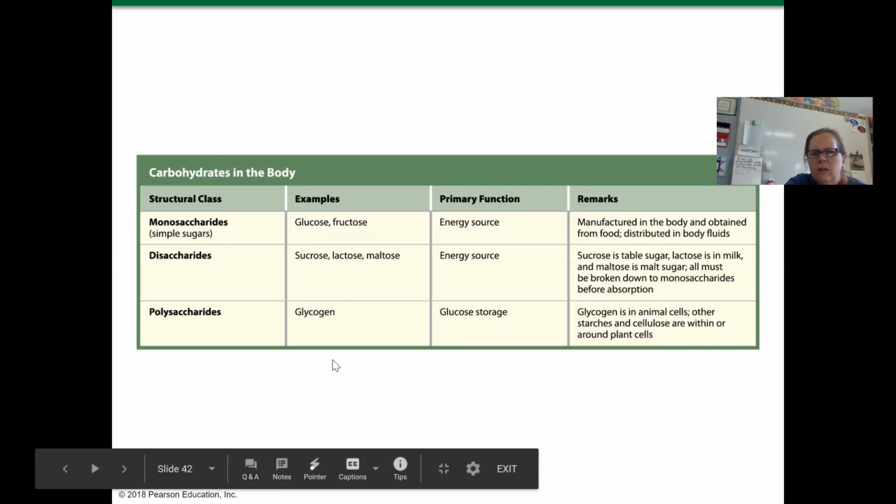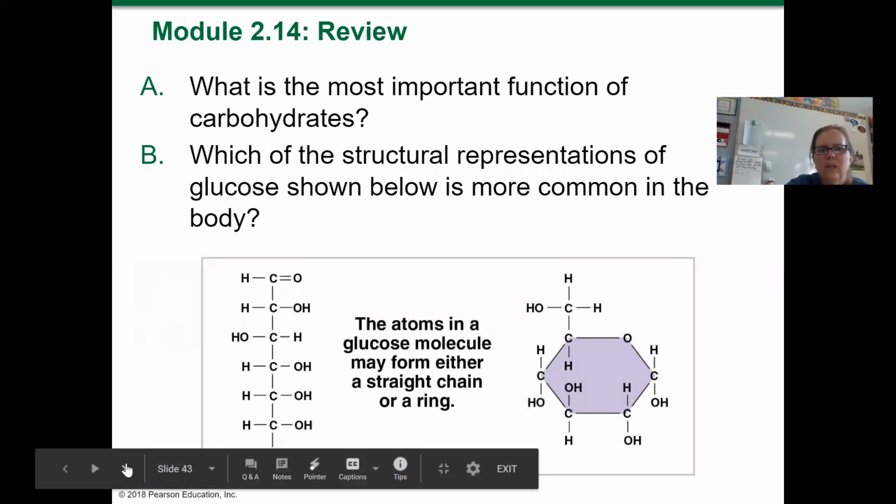And here again, some examples of each of those, the energy source. I think this is actually repeated, that table on page 76.